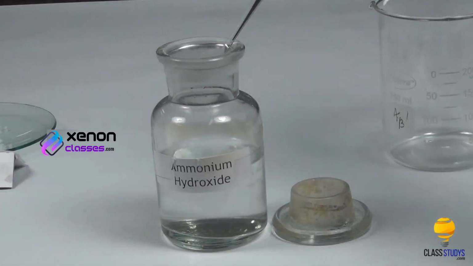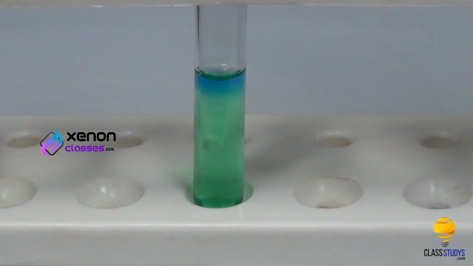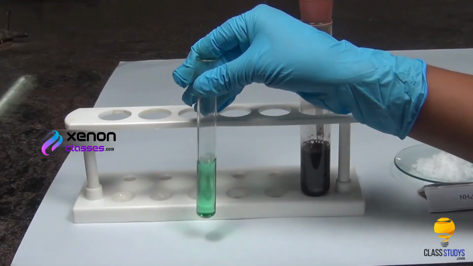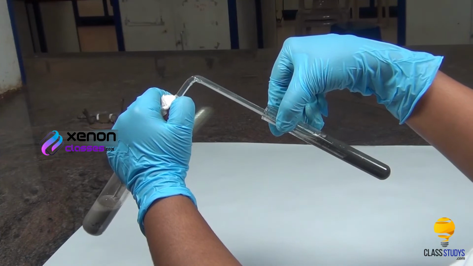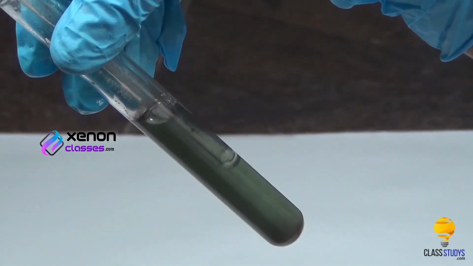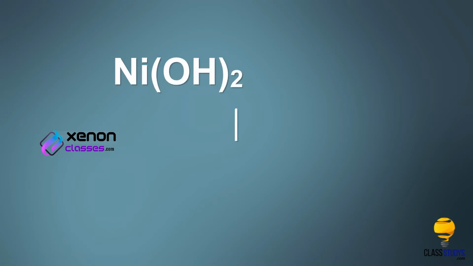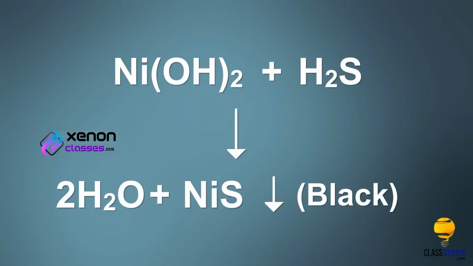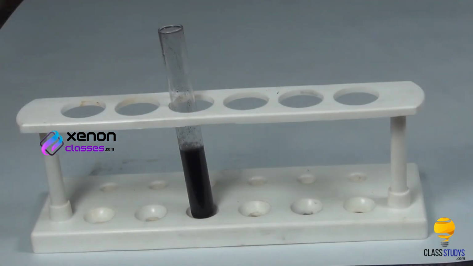Then add excess of ammonium hydroxide solution and shake well. Now, pass hydrogen sulfide gas through the solution. Nickel 2 ions present in the salt solution react with hydrogen sulfide to form a black precipitate of nickel sulfide.